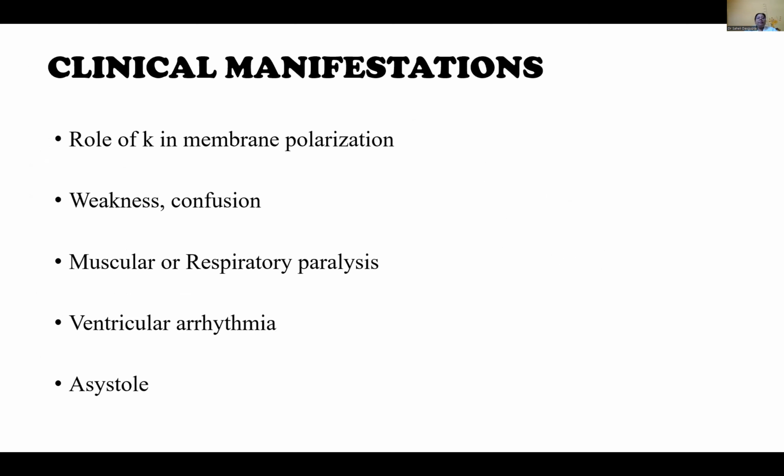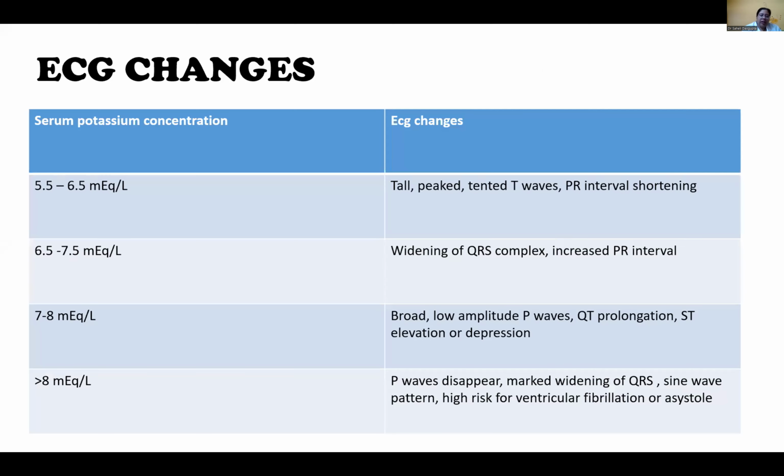So coming to the clinical manifestations, we all know that potassium is very important in membrane polarization. This I have discussed earlier. So hyperkalemia basically causes weakness, confusion, muscular or respiratory paralysis, ventricular arrhythmia, and asystole. There are certain ECG changes that vary with the serum potassium concentration.